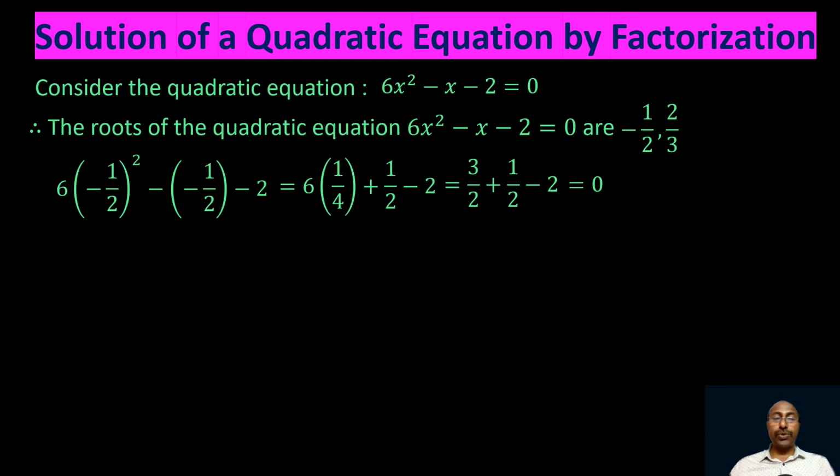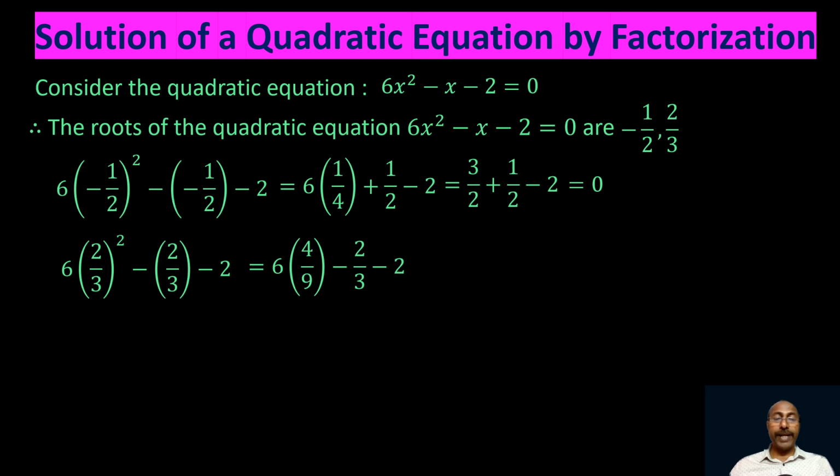That is 6 into 2 by 3 whole square minus 2 by 3 minus 2. And 2 by 3 whole square is 4 by 9. So we can write it as 6 into 4 by 9 minus 2 by 3 minus 2. And in 6 into 4 by 9, we can divide both 6 and 9 by 3. That is 3 2s are 6 and 3 3s are 9. Now the expression becomes 2 into 4 by 3, that is 8 by 3 minus 2 by 3 minus 2. And we know that 8 by 3 minus 2 by 3 is 6 by 3, which is equal to 2. And 2 minus 2 is equal to 0.